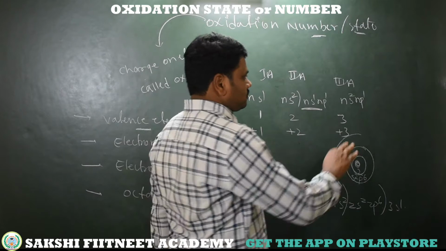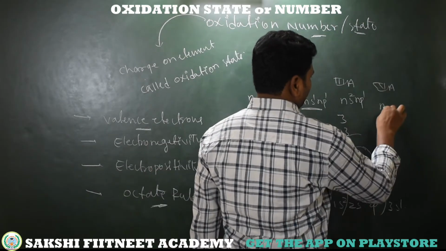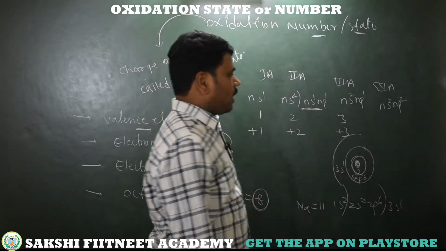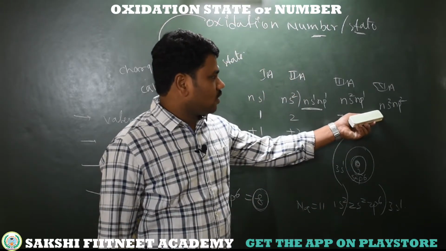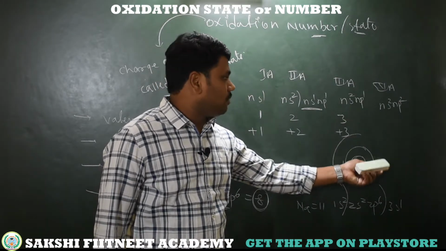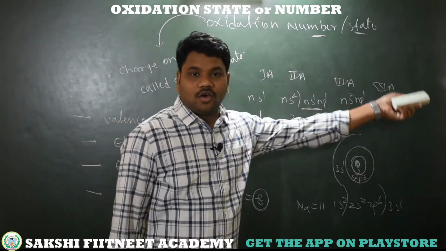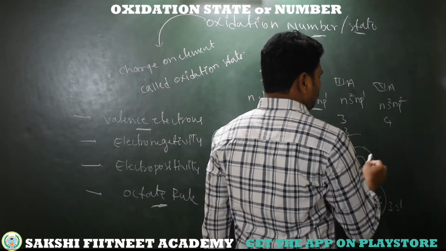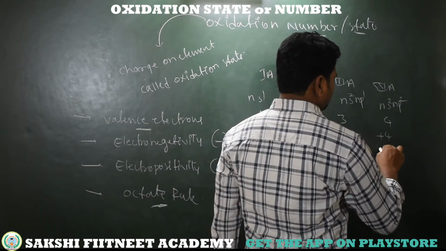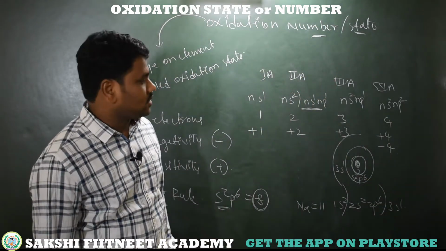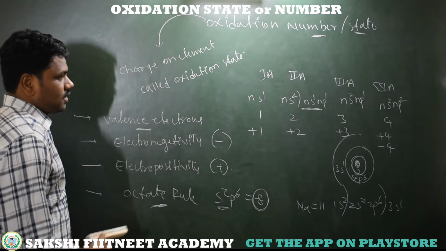Now coming to the fourth A group, what is the electron configuration? It's ns2 np2, having 4 valence electrons, and its electronegativity is intermediate between metals and non-metals. So due to having 4 valence electrons, the fourth group can show a +4 oxidation state or a -4 oxidation state.